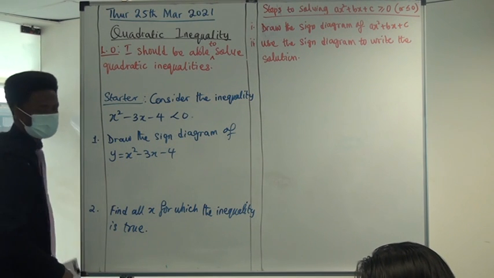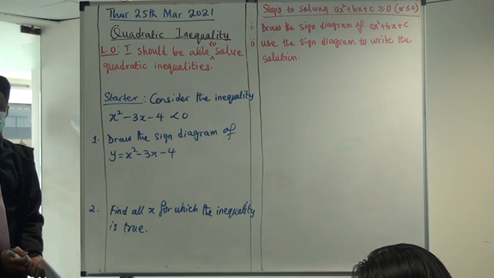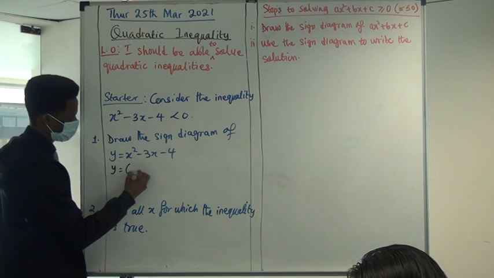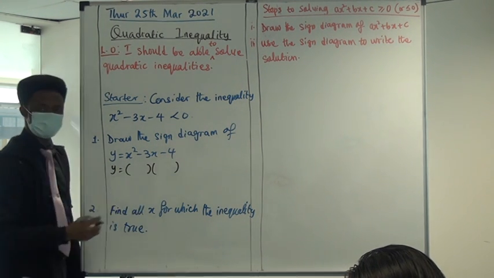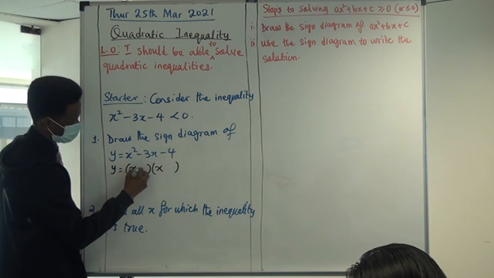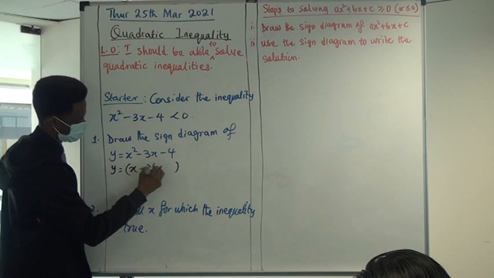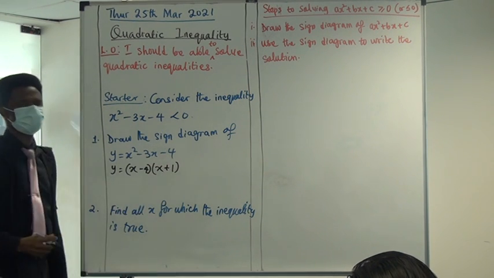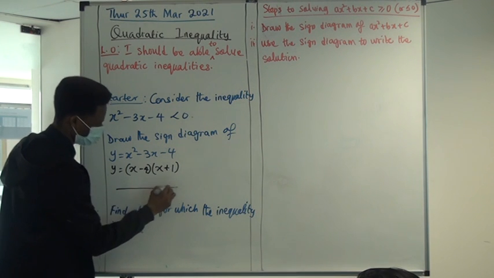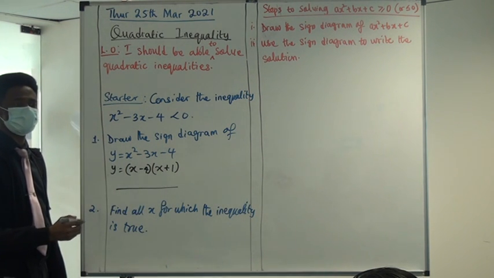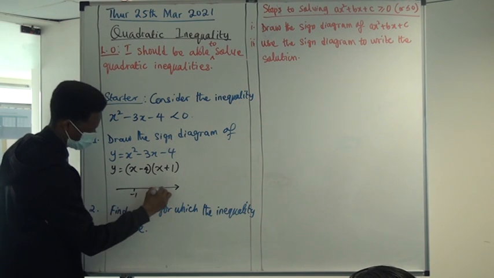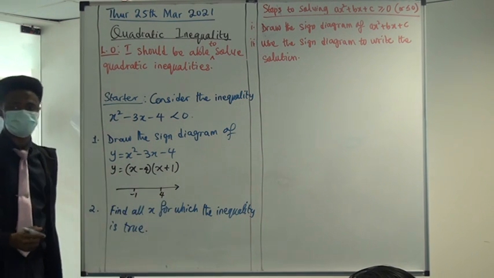For the sign diagram, what is the first thing we need to do? Factorize. So y equals, this is a monic quadratic, so it's easy to factorize: x minus 4 times x plus 1. So there are two roots, which are minus 1 and 4. So minus 1 first, followed by 4.